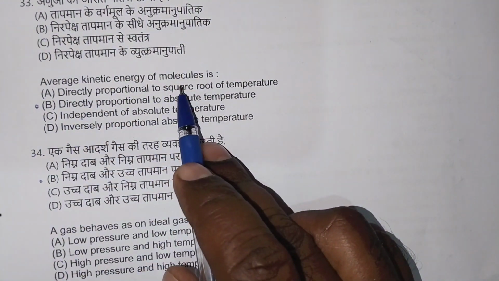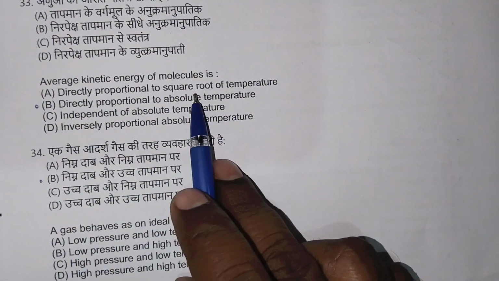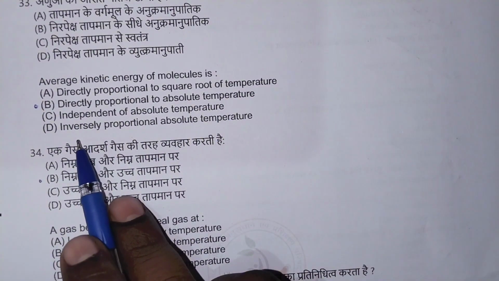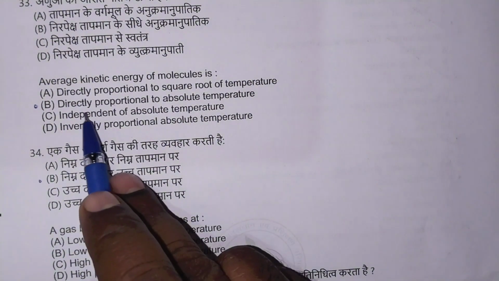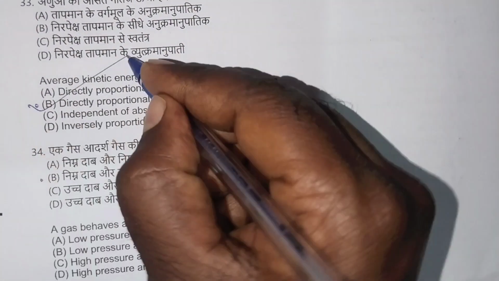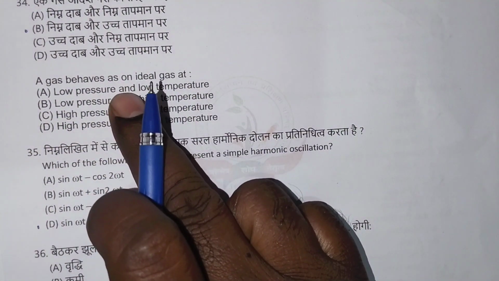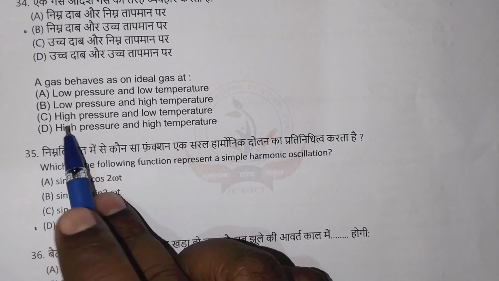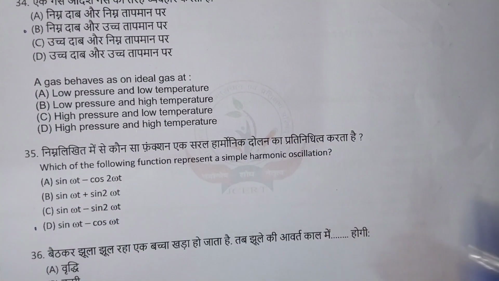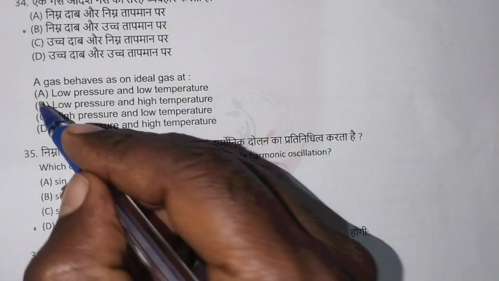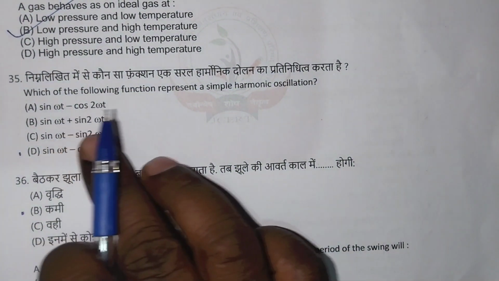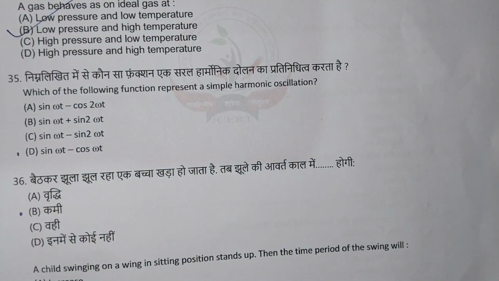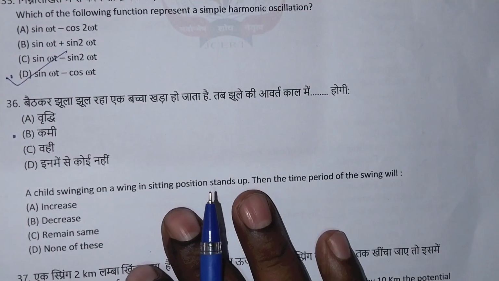Average kinetic energy of molecules is directly proportional to the square root of the temperature, directly proportional to absolute temperature, independent of absolute temperature, inversely proportional absolute temperature, directly proportional to absolute temperature. A gas behaves as an ideal gas at low pressure and low temperature, low pressure and high temperature, high pressure and low temperature, high pressure and high temperature, low pressure and high temperature. Which of the following functions represent a simple harmonic oscillation? D.